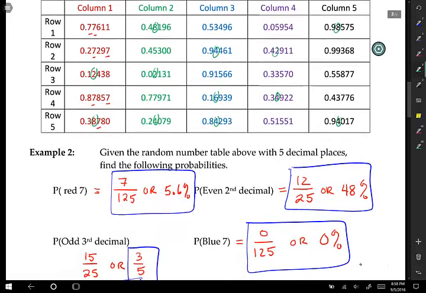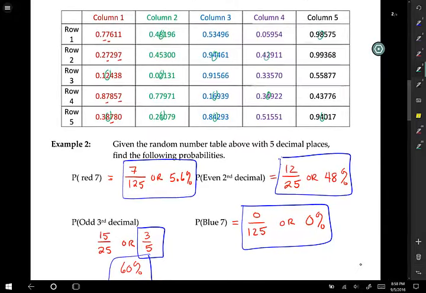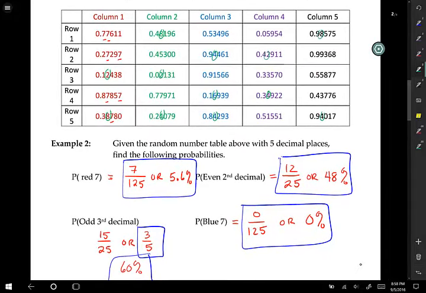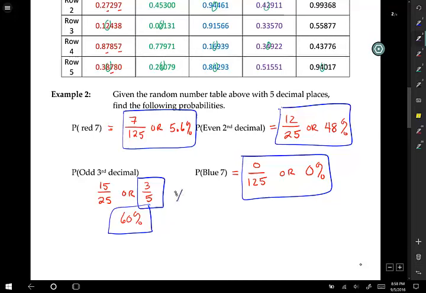I then looked at, hey, what's the chance of getting an odd third decimal? So I went through and counted up all the odd third decimals, and I found 15 of them. So I reduced that to a fraction, 3/5. I'm going to put a little note here that when we're talking about a fraction, the general note is to always reduce. I converted the 3/5 into a decimal and got 60%.